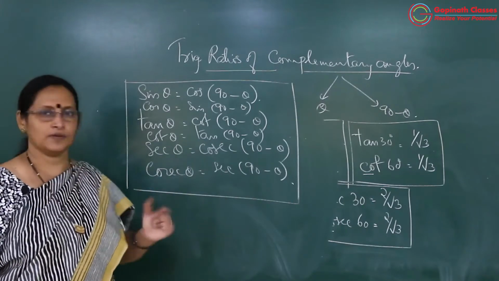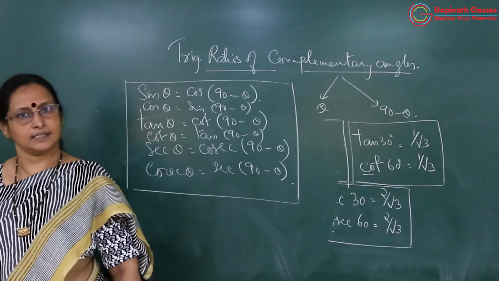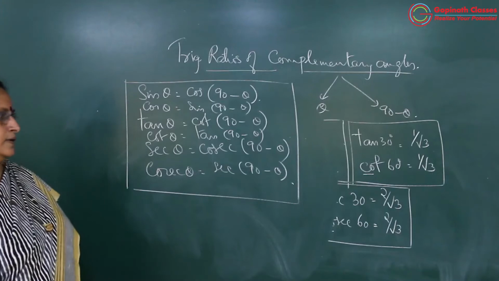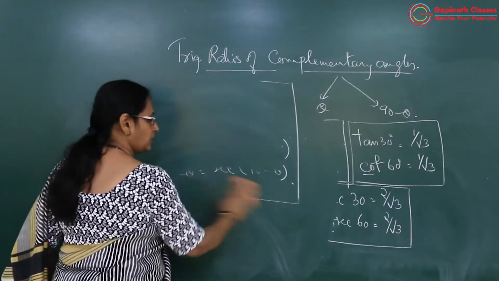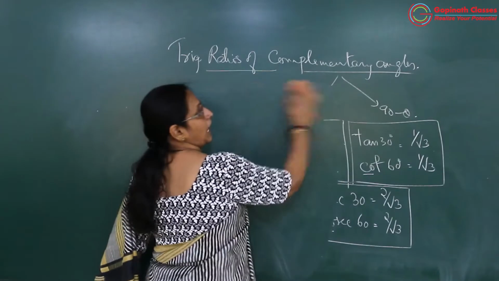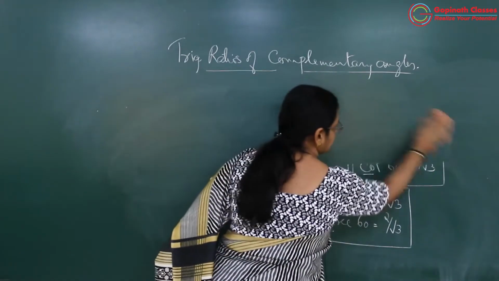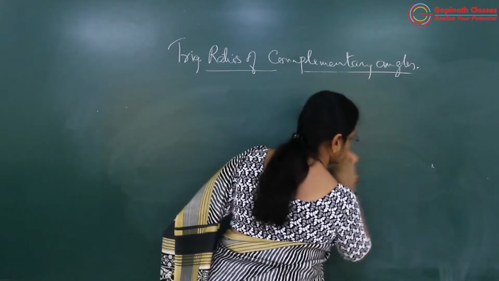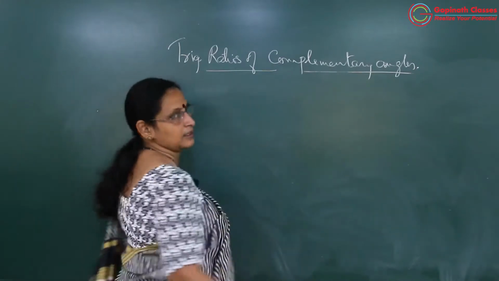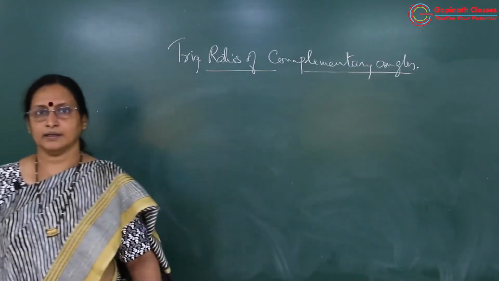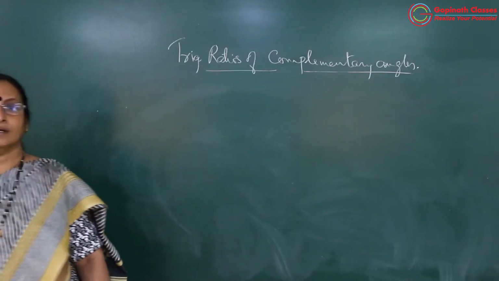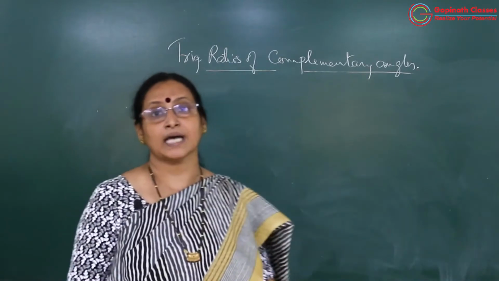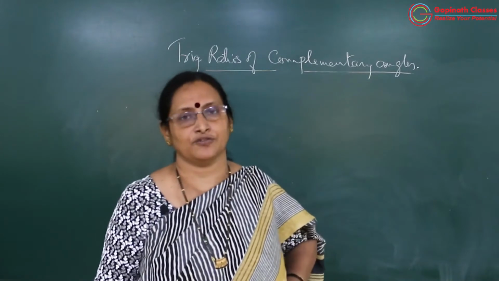So, using this we can do the next exercise, which is a simple exercise. So, this relation you should know. This is the third concept. Now, only one concept is remaining, that is trigonometric identities. And these values are very important to do the next lesson, application of trigonometry, that is heights and distances.